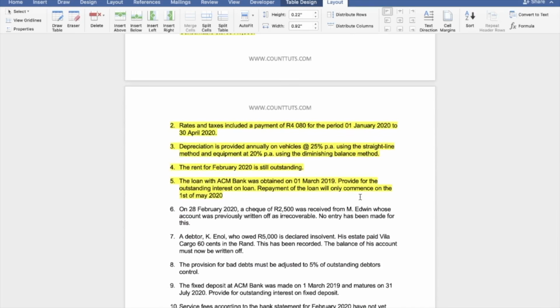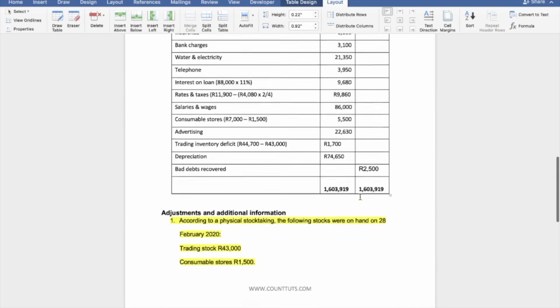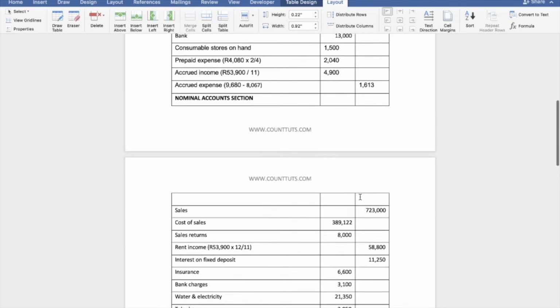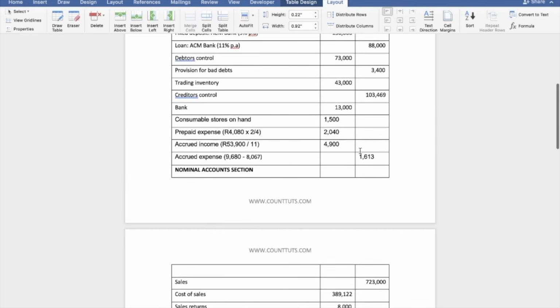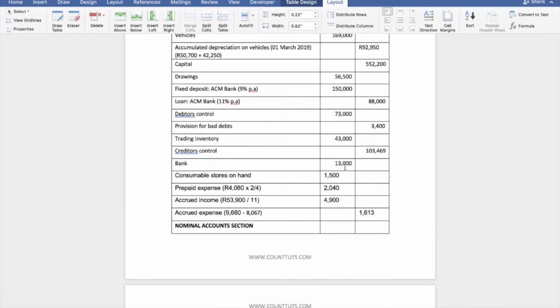That means we have not even made the adjustment to our bank account. So our bank account has increased, and the bank is an asset, increases on the debit side, and it's in the balance sheet account section. So we need to add the 2,500 to the 13,000 rand. So we're going to see here 13,000 plus the 2,500 rand, and it gives us an amount of 15,500 rand.